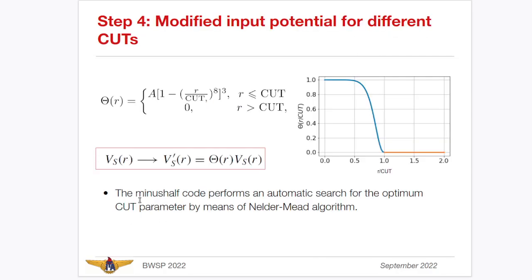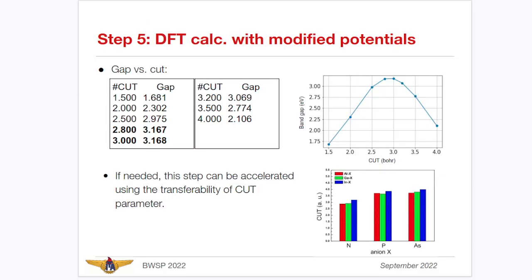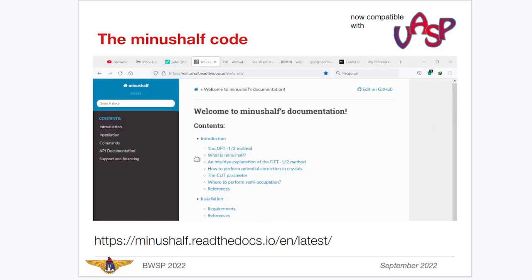And well, the minus half code already has an automatic search algorithm, and if you give it a good starting point, it should not take too much time. And finally, the DFT-1/2 gap and the cut, as I already told you, are determined by this maximization. So when you determine the optimal cut, you at the same time determine the DFT-1/2 energy gap.